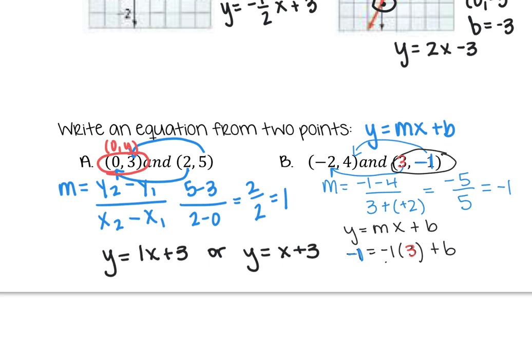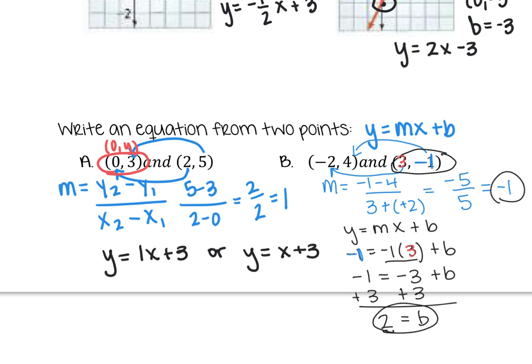So if I do negative 1 times 3, that's negative 1 equals negative 3 plus b. Add 3 to both sides so that I get b by itself. So b is equal to 2. So I have my y-intercept, I have my slope. My final answer for this problem is y equals, you can say the opposite of x, or a negative 1x plus 2.